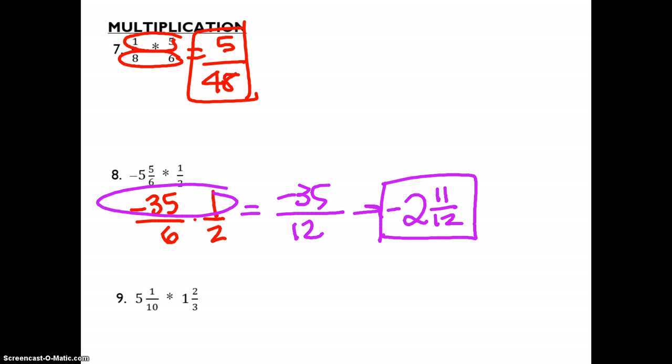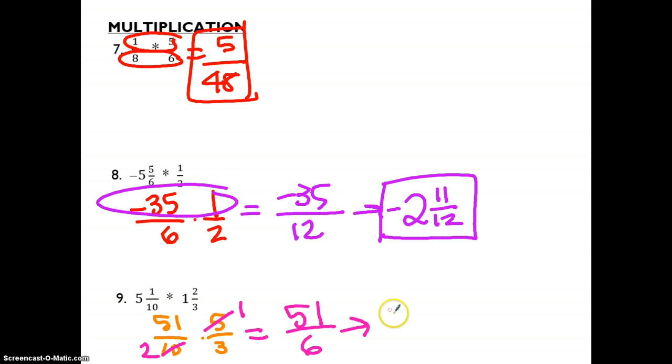Number 9, we have 5 and 1/10, which I need to change to an improper fraction, which is 51 over 10, times 5 over 3. Okay, and this is the first one where I can look to cross cancel. So I look for a factor that goes into the crosses, and 5 goes into 5 one time, 5 goes into 10 two times, which leaves me with 51 over 6. And if I change 51 over 6 into a mixed number, I get 8 and 3/6, which simplified is 8 and 1/2.